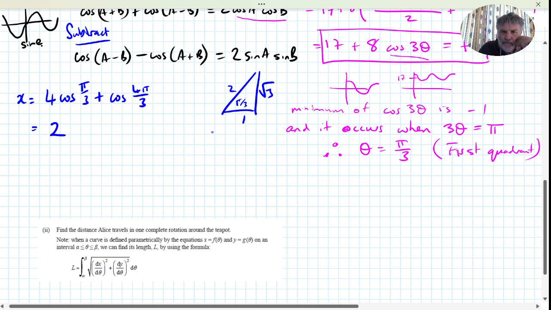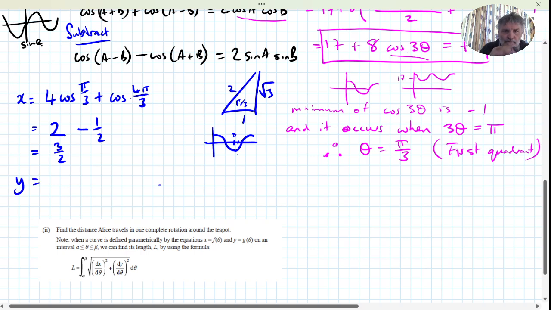Seem to be drawing cos graphs forever. This was pi, remember. 4 pi over 3 is somewhere in here. So it's the negative of the cosine of pi over 3. So this is negative 1/2, which is equal to 3 over 2.